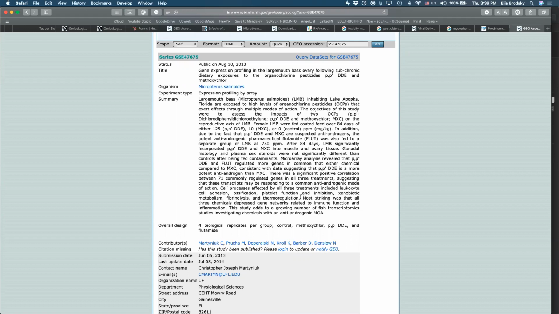And the interesting thing for me is at the end here: cell processes affected by all three treatments included leukocyte cell adhesion, ossification, platelet function and inhibition, xenobiotic metabolism, fibrinolysis, and thermoregulation. Most striking was that all three chemicals depressed gene networks related to immune function and inflammation. So immune function and inflammation is obviously related to viruses as well. The biggest challenge here: what do you feel is the biggest challenge about answering your question with this data set?